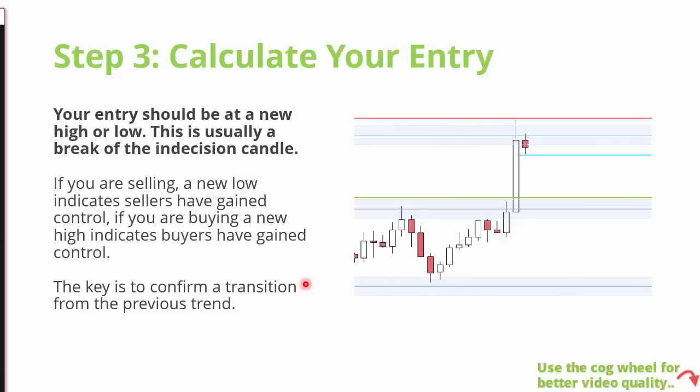So calculating your entry should be at a new high or low, and this is usually the break of the indecision candle. So the indecision candle is what made you see this as a setup. That's what's creating this setup, the indecision candle. A new low, in this case, beyond the low of this indecision candle would indicate that sellers have taken control of price. So if you're selling, a new low indicates that sellers have gained control.